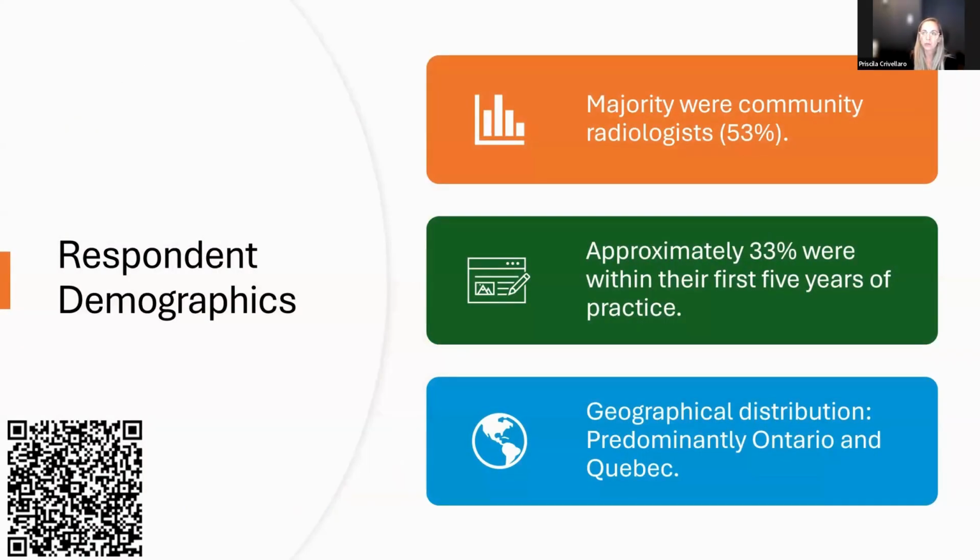So understanding the demographics helps us to contextualize the findings, especially considering the variability of resources and training opportunities that we have across regions, right? So the majority of the respondents were early career, primarily community radiologists, and most of the answers came from Ontario and Quebec. And so more than 33% were in the first 5 years of practice.